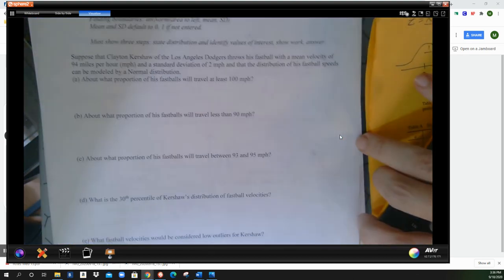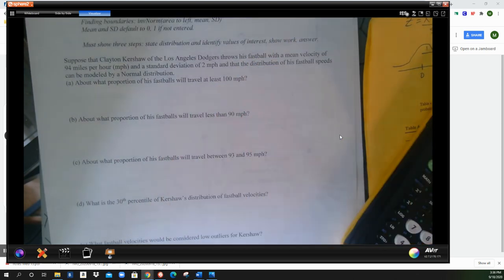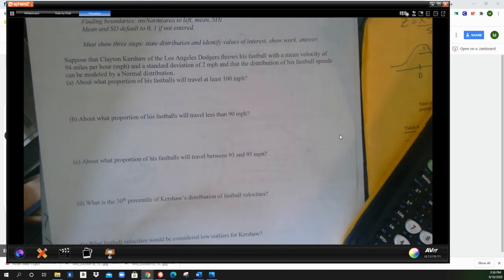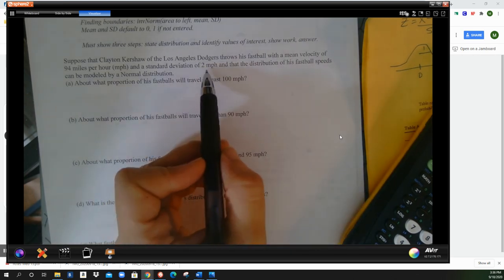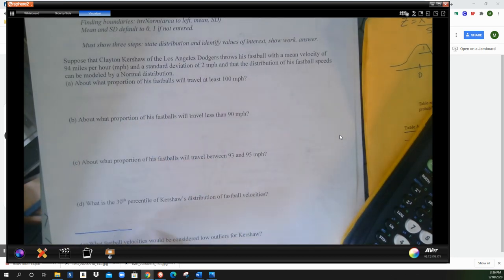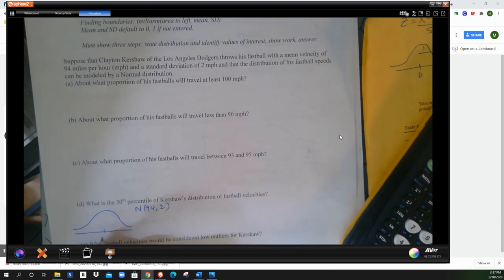So I'm going to do this backwards question here, the 30th percentile. So I'm going to have to start with the graph. I haven't sketched it yet. So we have Clayton Kershaw of the LA Dodgers throwing his fastball with a mean velocity of 94 miles an hour and a standard deviation of 2. And they are telling us that can be modeled by normal distribution. So I'm checking shape. I'm going to make sure I tell myself this is a normal curve with a mean of 94 and standard deviation of 2. And I'm doing that because I want to check if my numbers seem reasonable when I'm done.